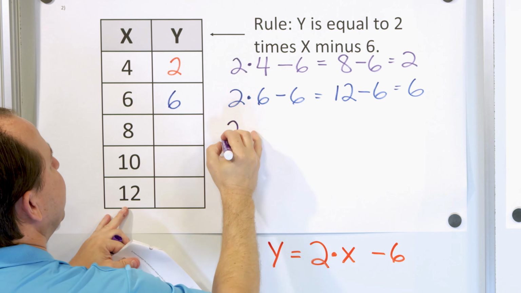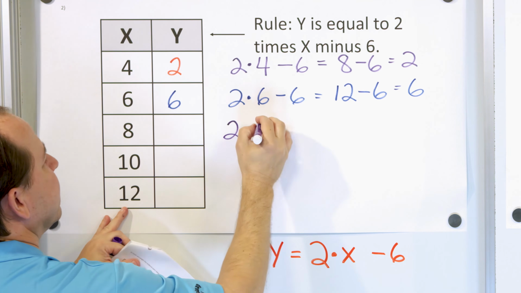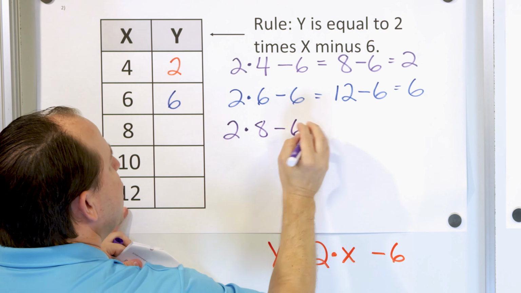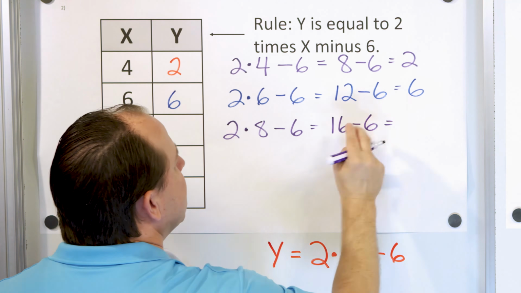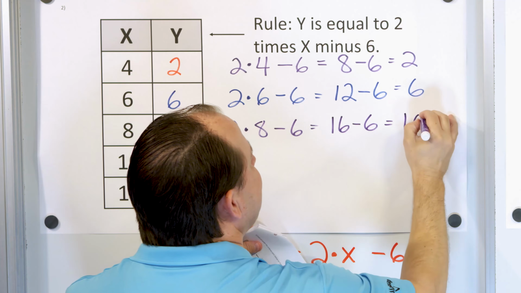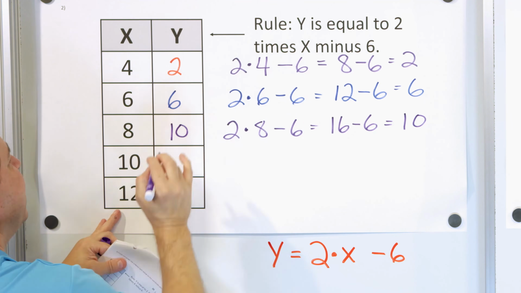All right, next. We have to take 2 times whatever x is, 8, minus 6. What is 2 times 8? That's 16. Still have to subtract 6. 16 minus 6, 10. And so this is a value of 10 right there.